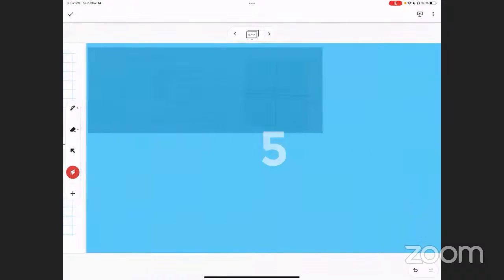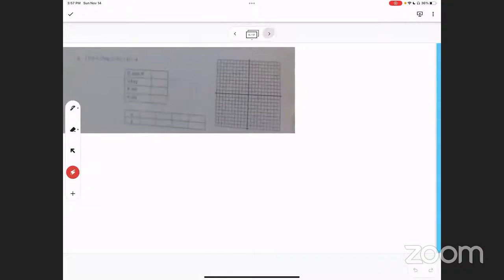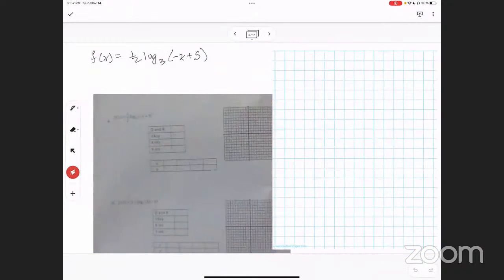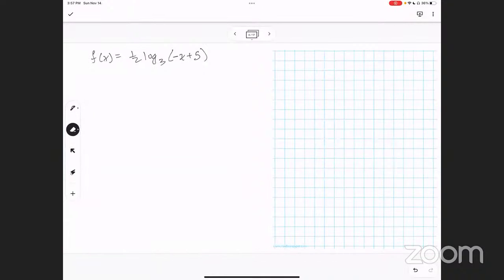Okay. I feel like this is that same one, isn't it? I don't think I deleted that page. Is this one new? Is this right? Did I write it correctly, or is it log base 5? Let me check. 1/2 log base 4 of negative x plus 5.